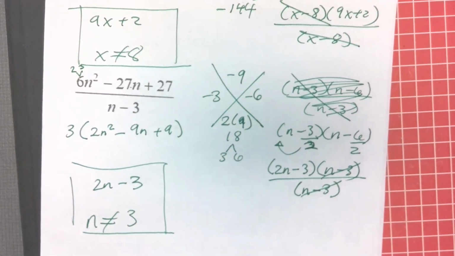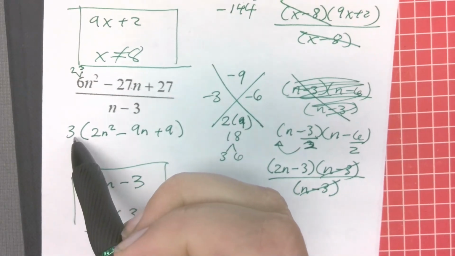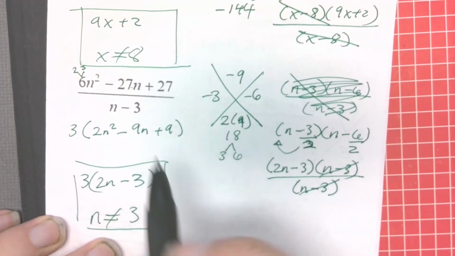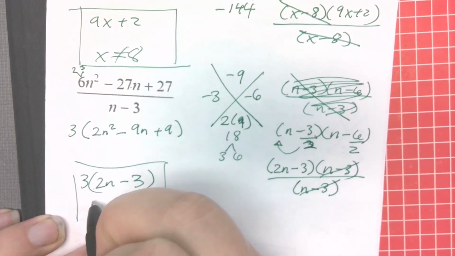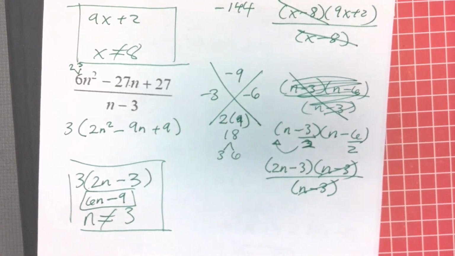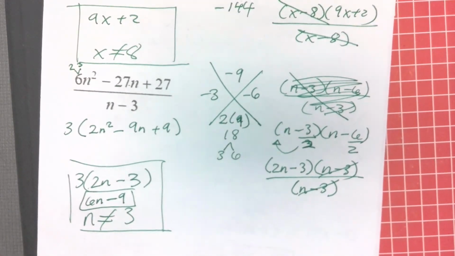It's a little trick. Now the only thing is, guys, what did I forget to write down? What did I factor out at the beginning? A 3, but yeah. This is fine. They also can write it as 6n minus 9. All of those are right.